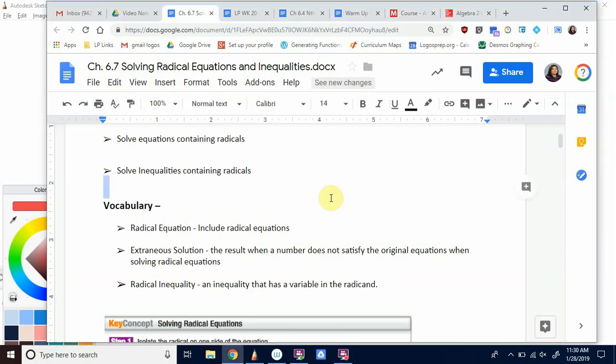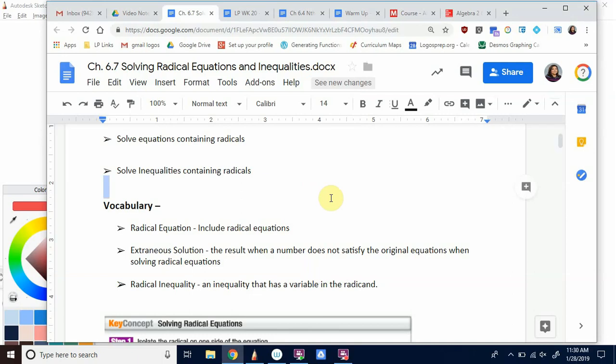Hello, this is chapter 6.7, solving radical equations and inequalities. Our objectives are to solve equations containing radicals and to solve inequalities containing radicals. So let's look at our vocabulary. It should just be review.